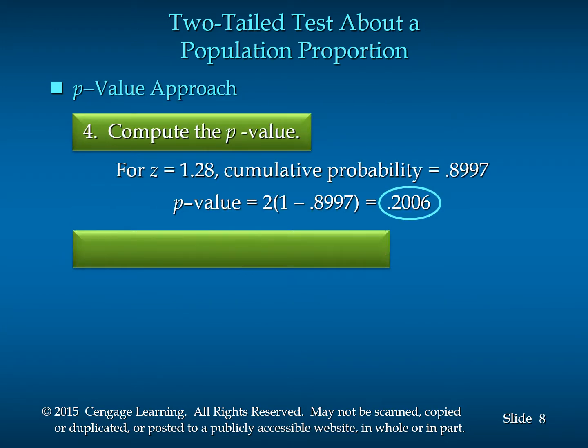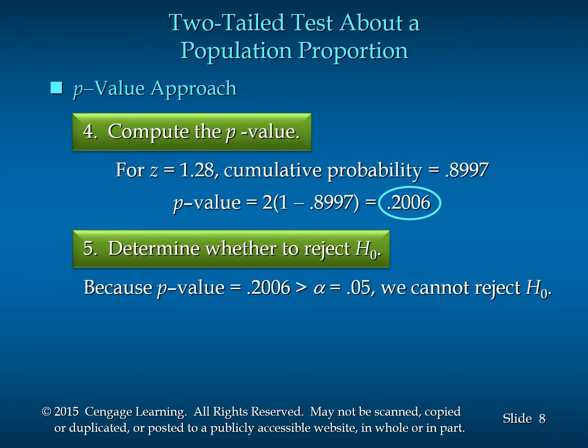Using the p-value approach for a two-tailed test, for that z of 1.28, we end up with a probability in each tail of 0.1003, and we double that for our p-value, 0.2006. Comparing that p-value to our significance level of 0.05, we find that it is greater than 0.05, therefore we cannot reject the null hypothesis, meaning that we are not in the extreme tails of the distribution.